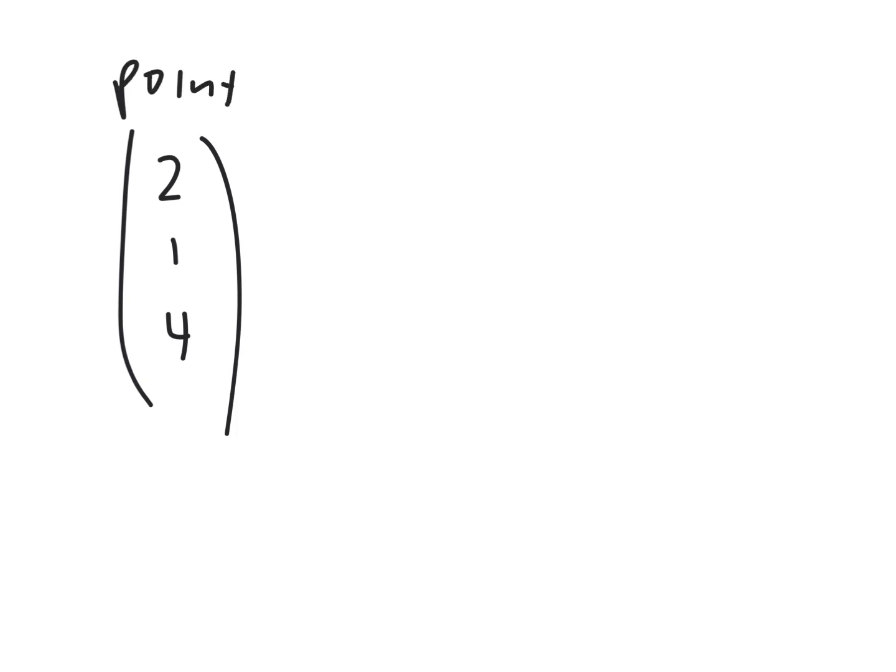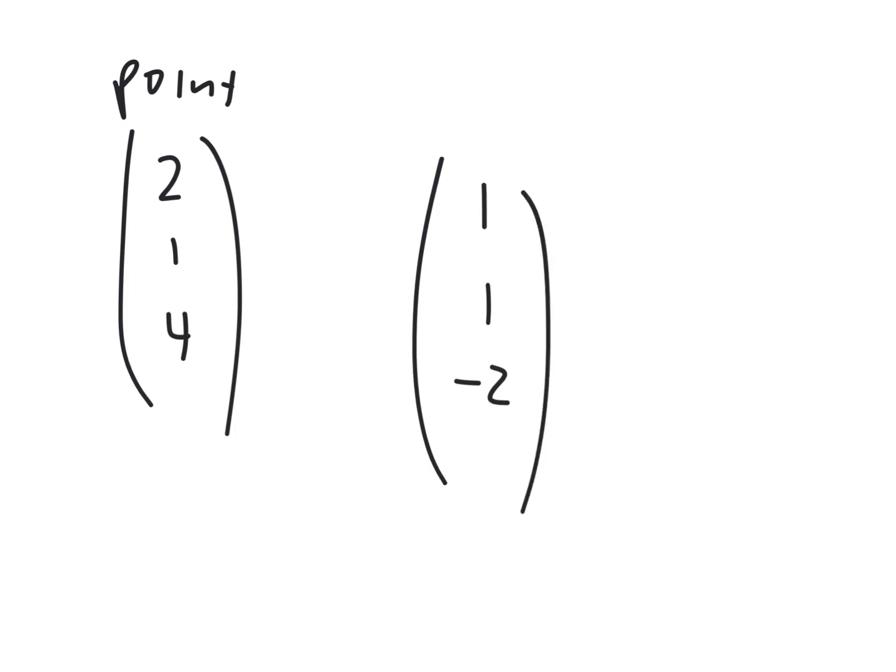What if I just gave you 2 points? 2, 1, 4, and you wouldn't be able to tell that wasn't a vector, so I'm going to write point above it. And let's say I have another point, 1, 1, negative 2. Would you please tell me the vector that goes between these 2 points? I'll pause for a second while you try that.